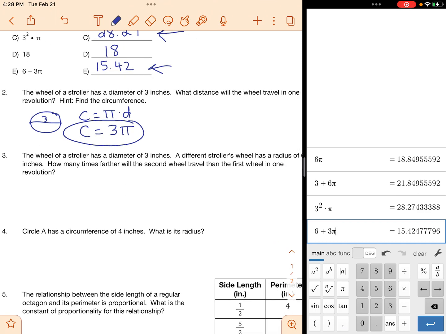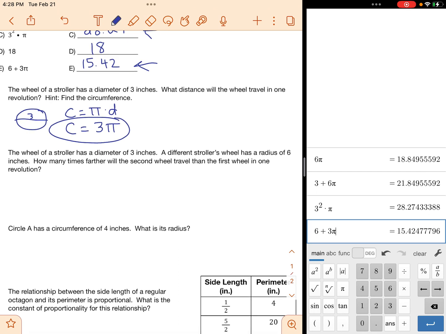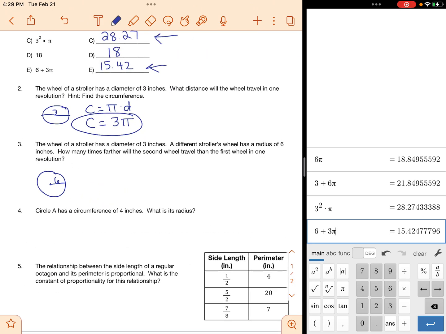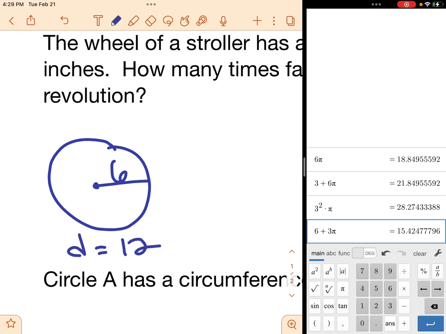Alright, number 3, it says the wheel of a stroller has a diameter of 3 inches. A different stroller's wheel has a radius of 6 inches. How many times farther will the second wheel travel than the first wheel in 1 revolution? So let's draw a picture of our second wheel. We already know about the first one. Our second wheel is saying our radius is 6. So that means halfway across is 6. Remember, we cannot find the circumference unless we have the diameter. So to figure out the diameter, we need to multiply 6 by 2. Well, 6 times 2, that would make our diameter 12.